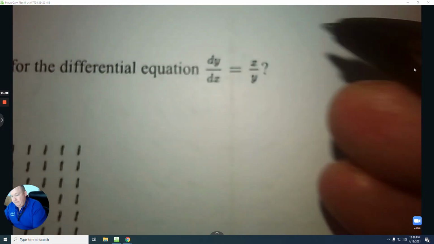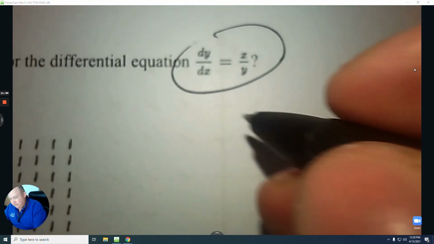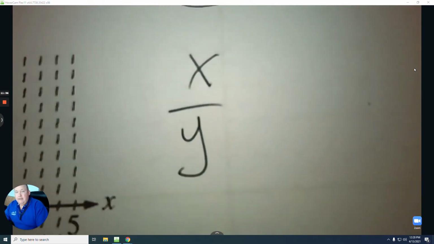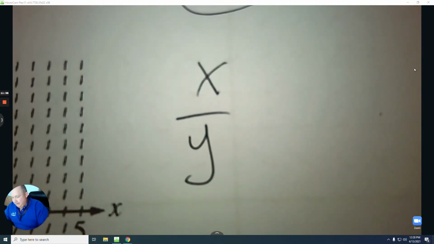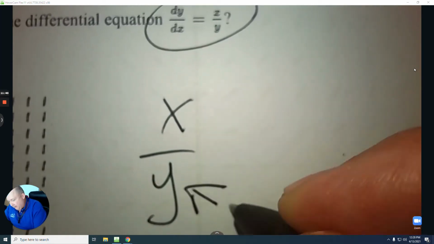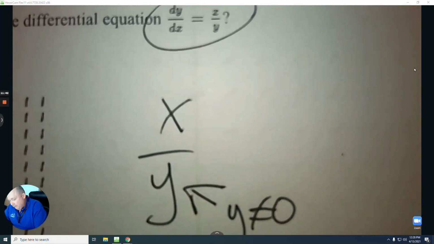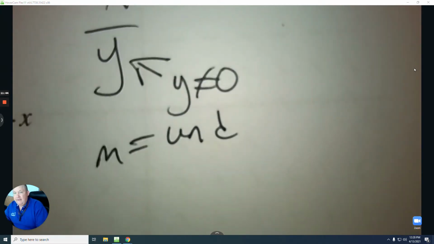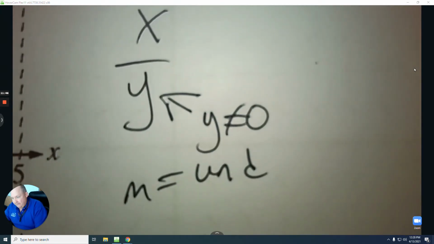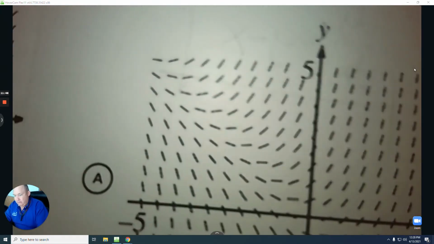In number 9, you're given the differential equation dy/dx = x divided by y, and you're trying to find the slope field that matches. I think y can't be 0, so the slope would be undefined there, so it needs to be empty along the x-axis. That's why A is wrong. That's also why B is wrong.